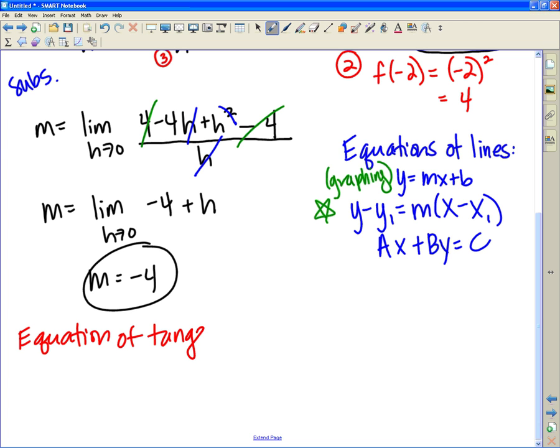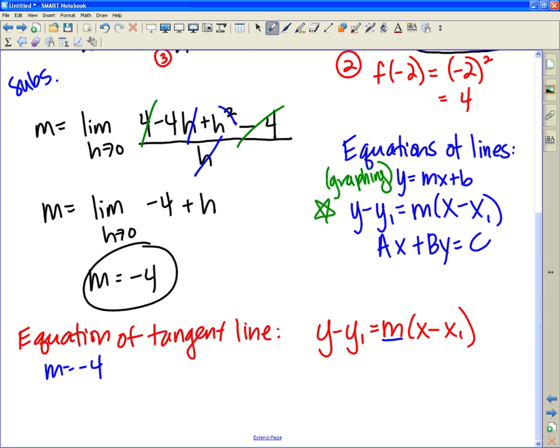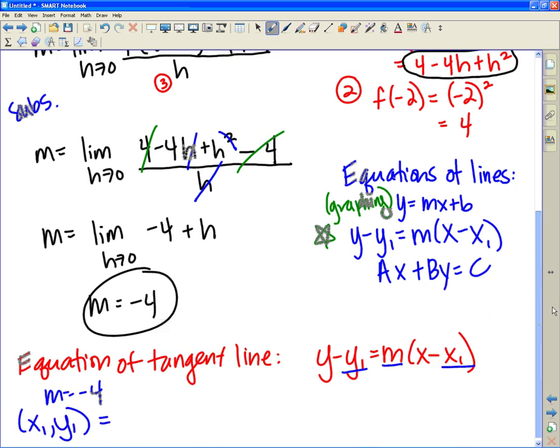So the equation of the tangent line. We're going to use y minus y sub 1 equals m times x minus x sub 1. In order to use this format, you need to identify m. Do you know m? What does m equal? Negative 4. What else do you need? A point, x sub 1, y sub 1. Were we given a point? Yes. And even if we weren't given a point, you could find one. You could make a table just based upon what the function is. But we know that our x sub 1 and y sub 1 is negative 2, 4.